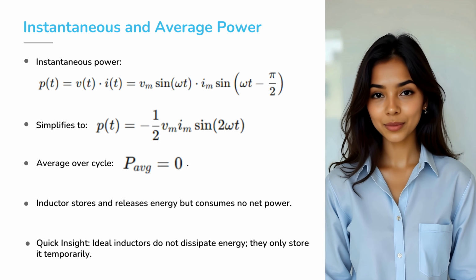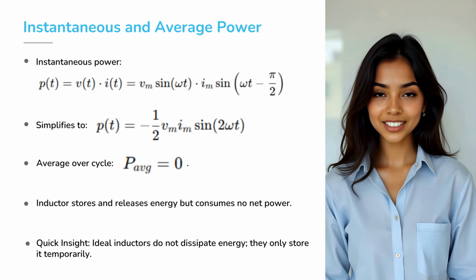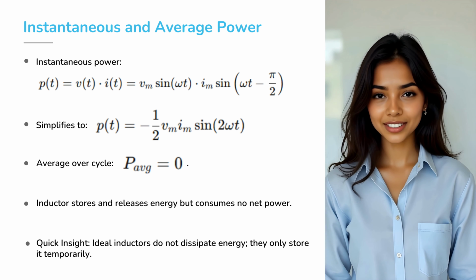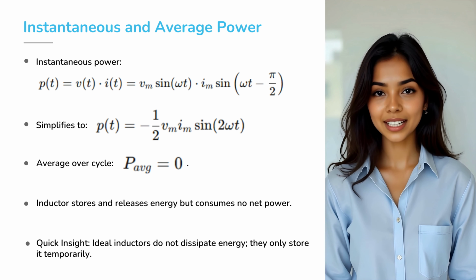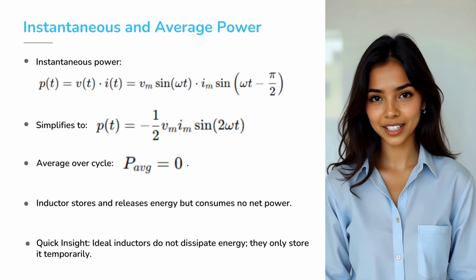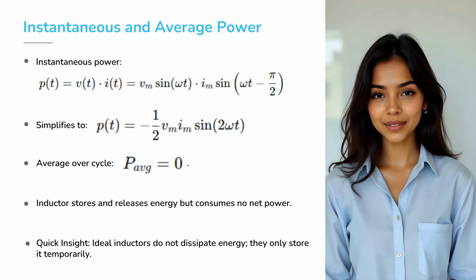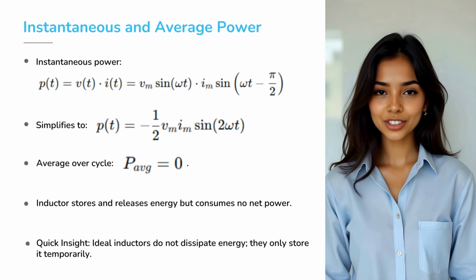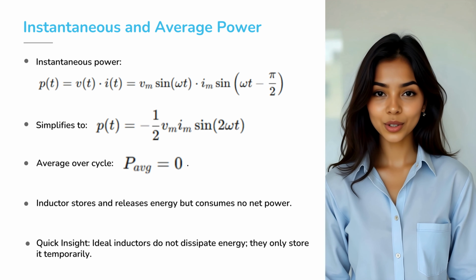Now here's the key observation. This expression is sometimes positive, sometimes negative. That means in one part of the cycle, the inductor is absorbing energy, while in the other part, it is giving that energy back to the source. If we average this power over a complete cycle, the result comes out to be 0. So the inductor does not consume any net power at all.